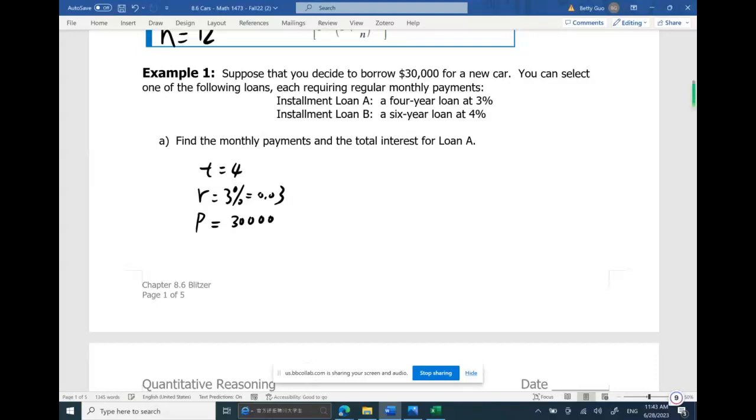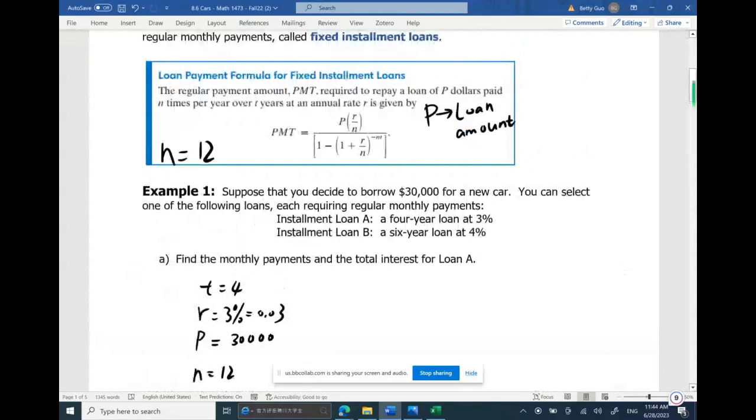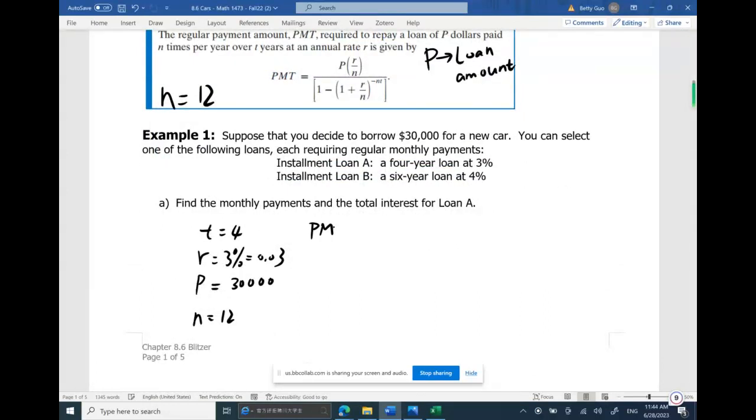Right? So A is 12 because you pay back by month. You pay back your loan on a monthly basis. So the first method, we are going to use the formula to find the monthly payment, all right?